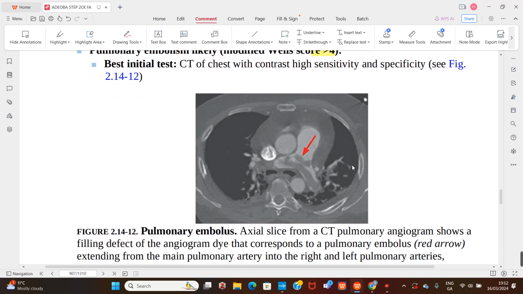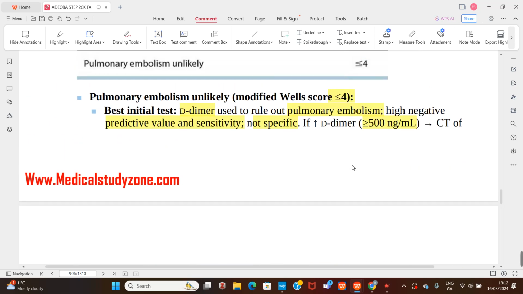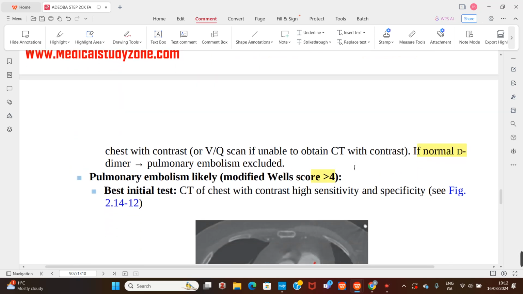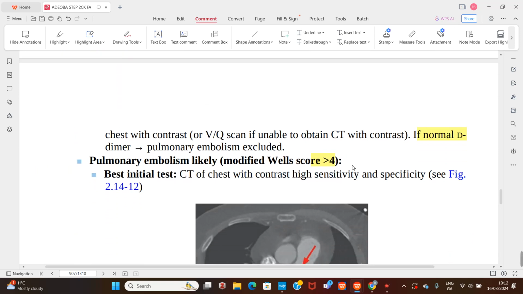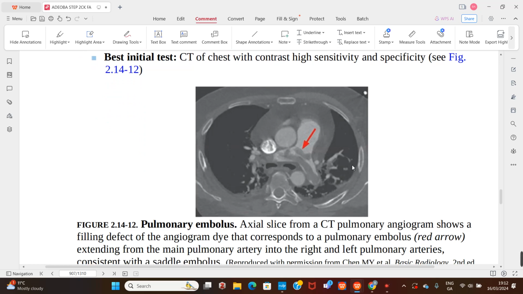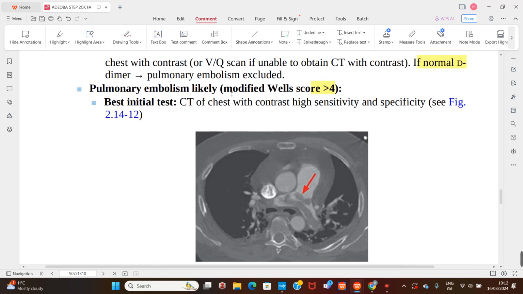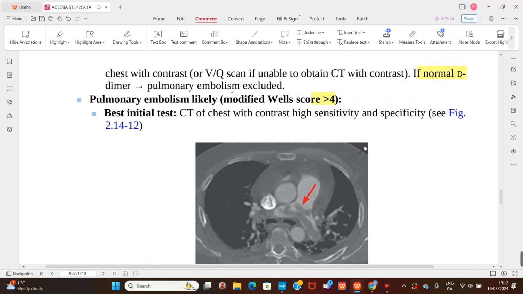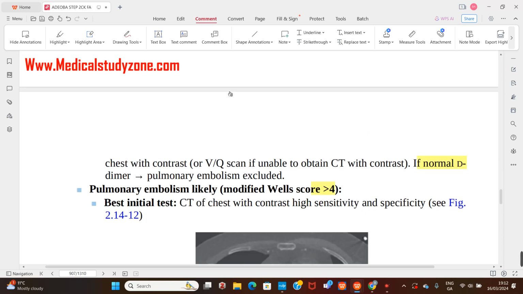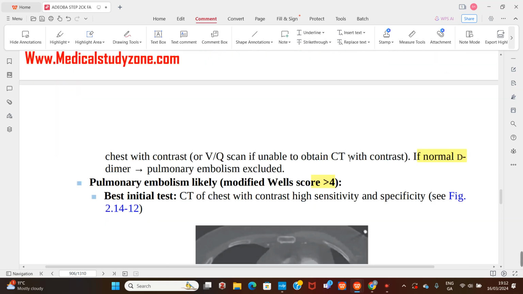Sorry, Dr. Bole, what did you say about that? If your D-dimer is less than 500? Yes, if the D-dimer is less than 500, you don't continue with the CT. You have ruled out PE because it has high sensitivity and a high negative predictive value. Okay, so if it's greater, you go ahead with the CT. Exactly. If it is 500 or equal to 500, you go ahead.